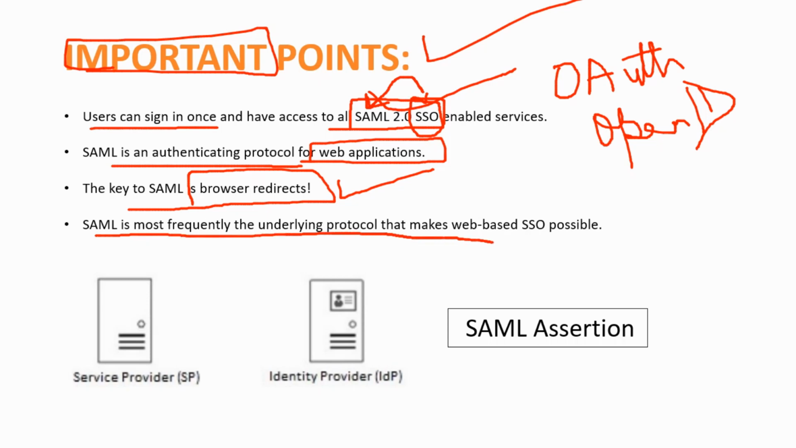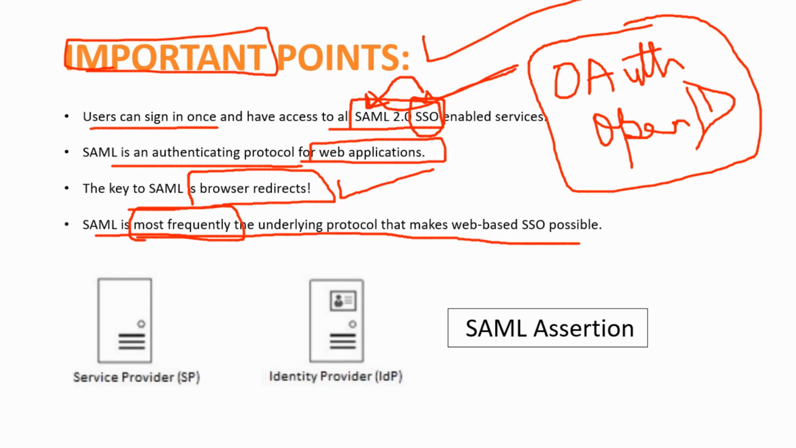Anyways, SAML is most frequently the underlying protocol that makes web-based SSO possible, right? Most frequently this is used. SAML is most frequently used with SSO. As I mentioned, other authenticating protocols, for example OAuth and OpenID, can also be used, but you'll not see them most frequently used with SSO, right?